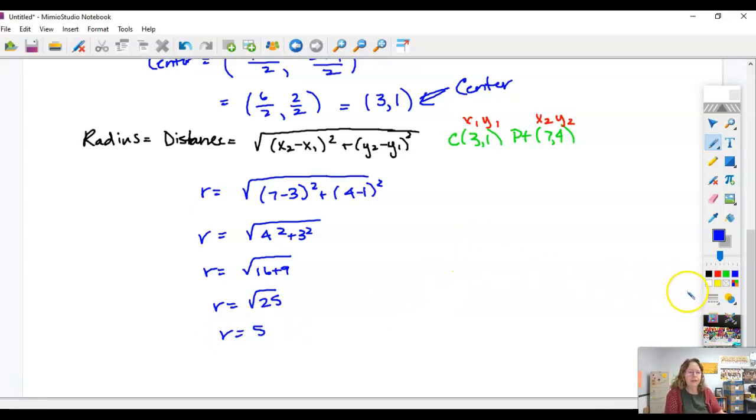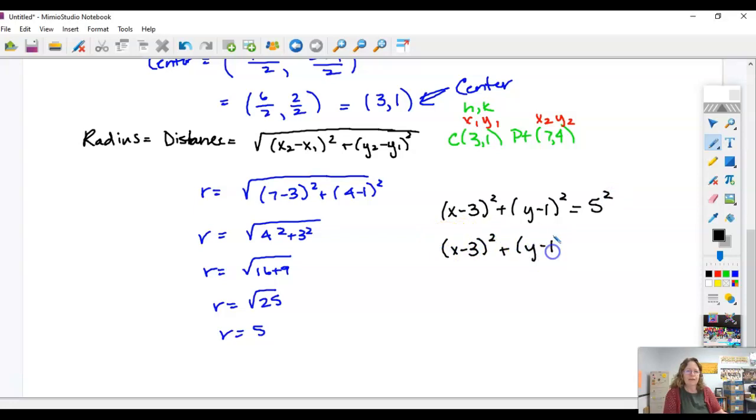All right, now I think we're ready to write the equation of our circle. So we'll have x minus h, where h and k is your center, the 3, 1 point. So it's (x minus 3) squared plus (y minus 1) squared equals the radius squared. I need to square that 5, which is 25. And that will be the equation of our circle.